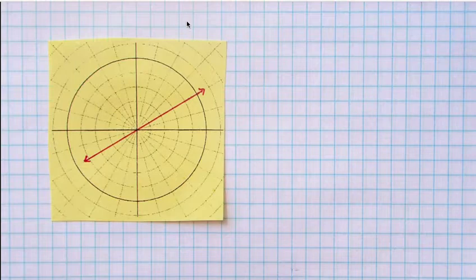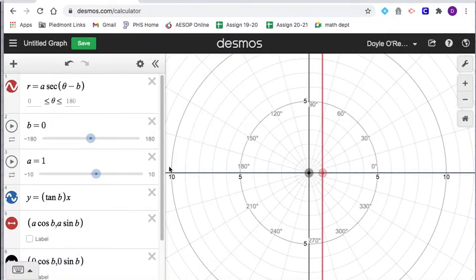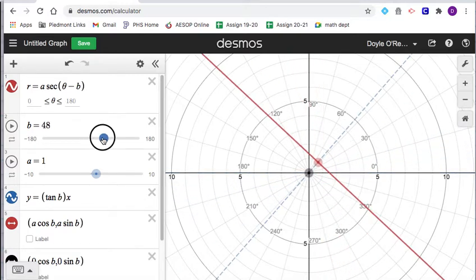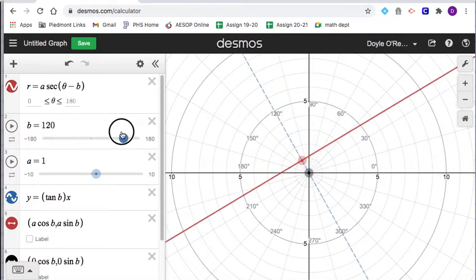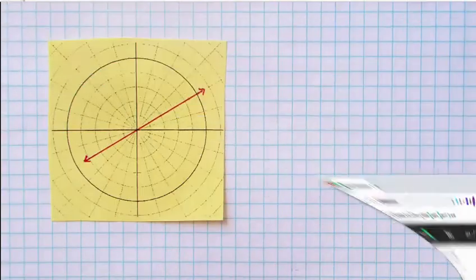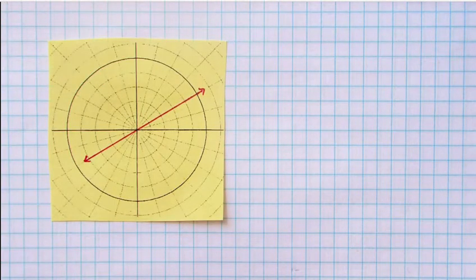So let's take a look at what this would be like on Desmos first of all. Here I've got my secant equation, and I'm going to try and rotate it. I can rotate the line around and get it looking like my graph paper. So maybe it's something like that. This is just estimating it right here. Okay, that looks pretty good.